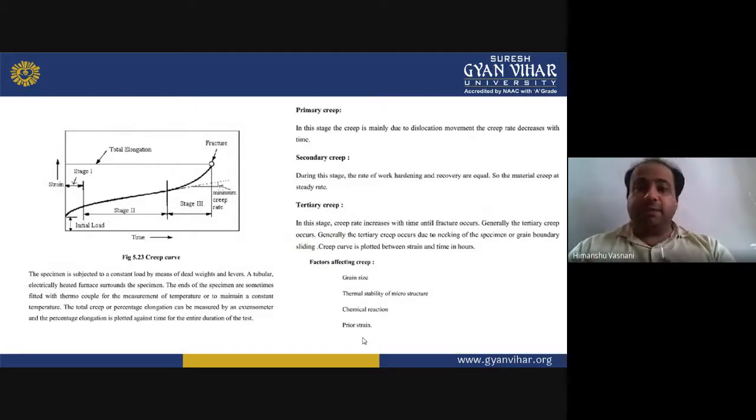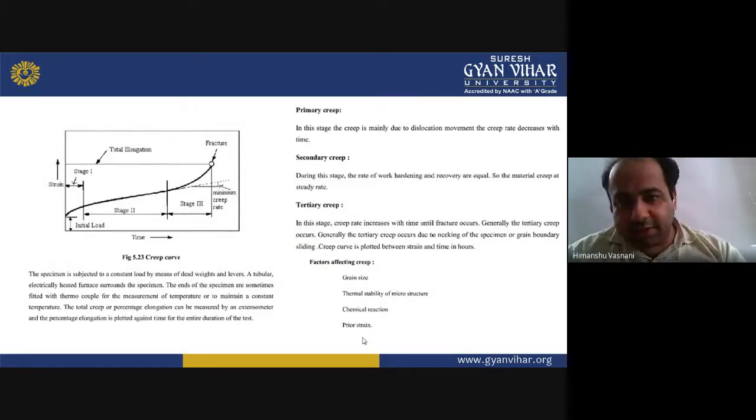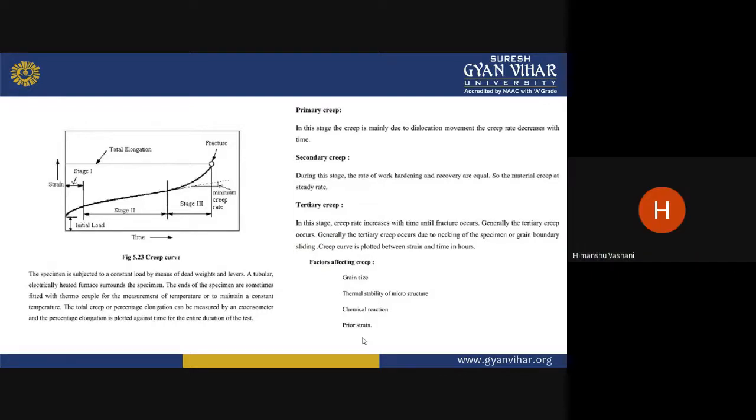The first is called primary creep. In this stage, what happens? The creep is mainly due to dislocation movement. The creep rate decreases with time. Then the secondary creep: during this stage, the rate of work hardening and recovery are equal.